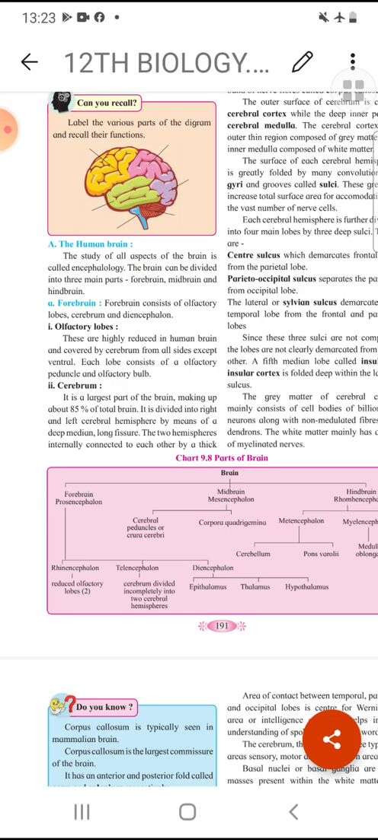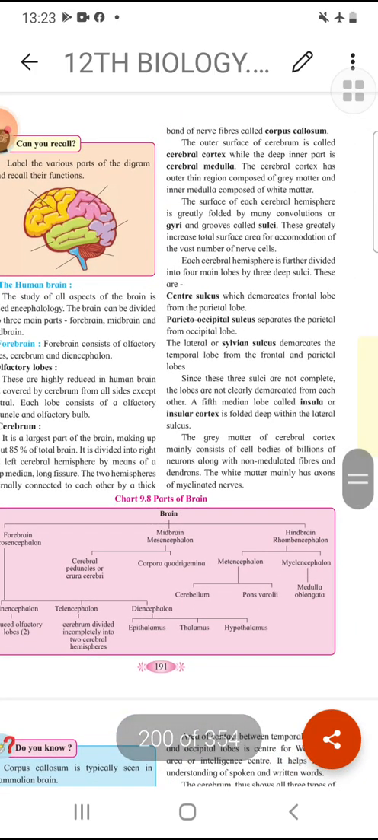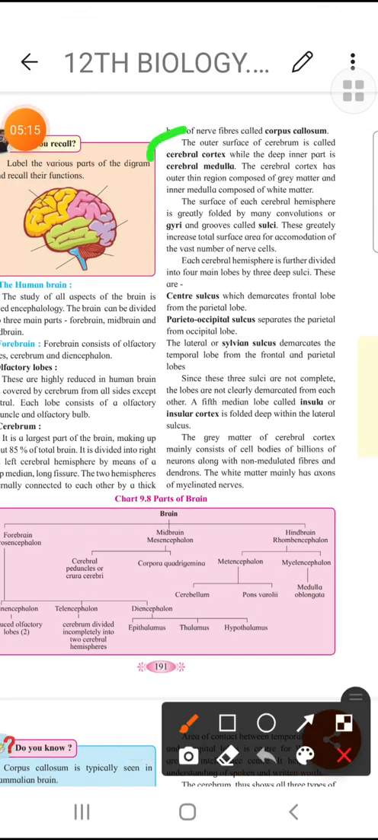So when you see cerebrum, बहुत ध्यान से ये देखेंगे. Can you see this part? The outer surface of cerebrum is called cerebral cortex, and the deep inside it's called as cerebral medulla. Cerebrum cortex grey matter का बना हुआ है, and medulla is made up of white matter.